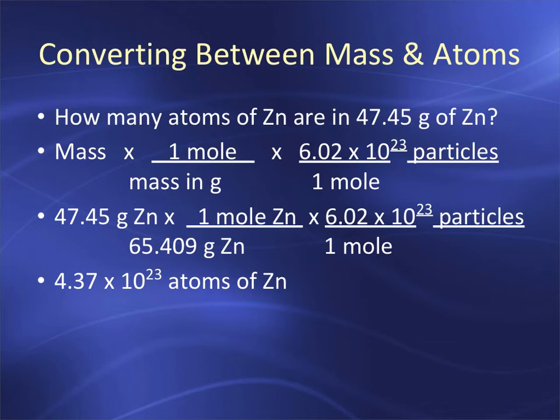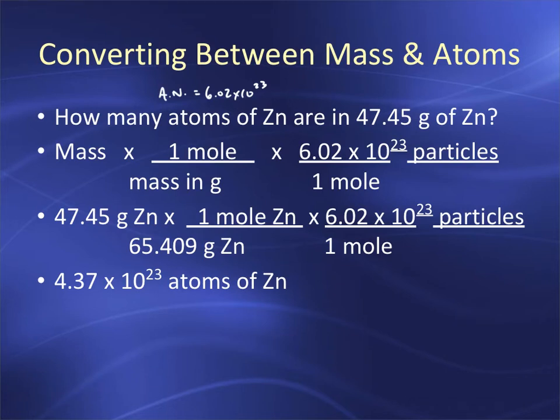So now, not only do I want moles, but I've also got to turn those moles into the number of atoms. So I'm going to need Avogadro's number, 6.02 times 10 to the 23rd particles per 1 mole. So mathematically, what's this going to look like? Well, we're going in reverse here, 47.45 grams of zinc all the way back to atoms. So we got to turn this first into moles and then into atoms.